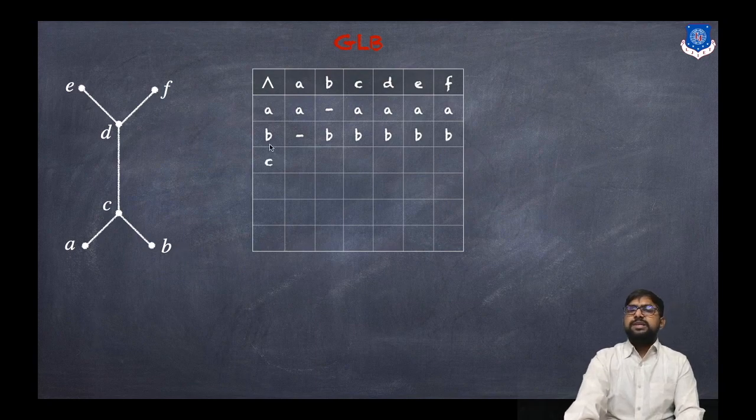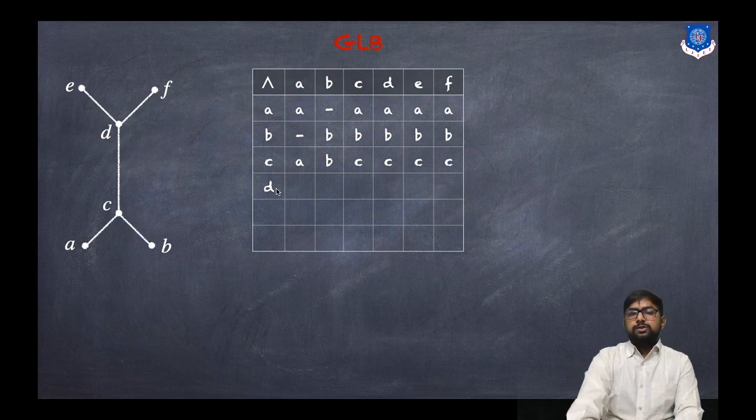Now C, C and A. In A and C it was A, so here it will be A. Now C and B, in BC it was B, so here it will be B. Now CC, it is the same point, so C. Now C and D, it will be C. C and E, it will be C. C and F, it will be C.